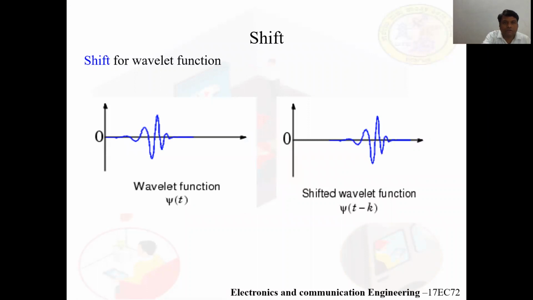Shift for wavelet function phi of t. This is a shifted wavelet function, phi of t minus k. This is phi of t starting with 0. Wavelet function phi of t. This is the shifted wavelet function phi of t minus k.